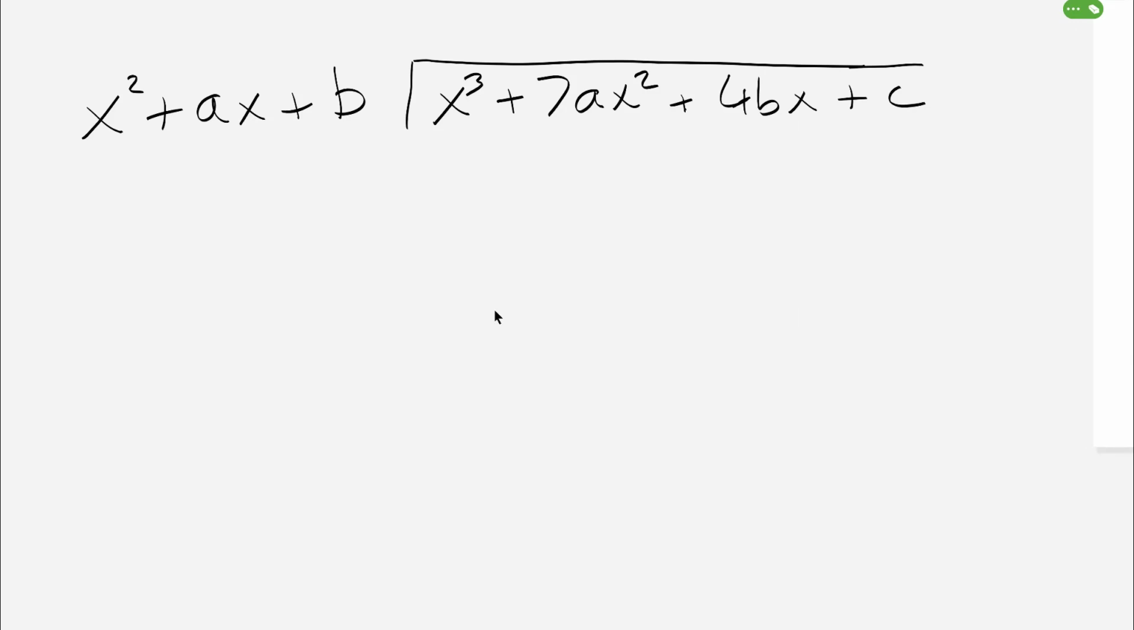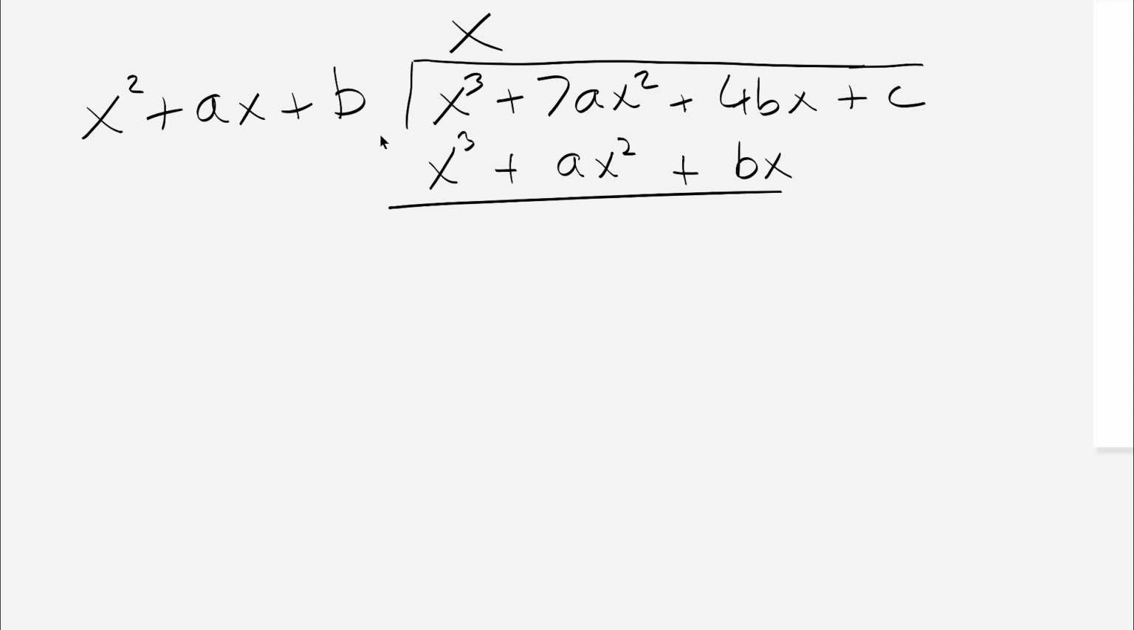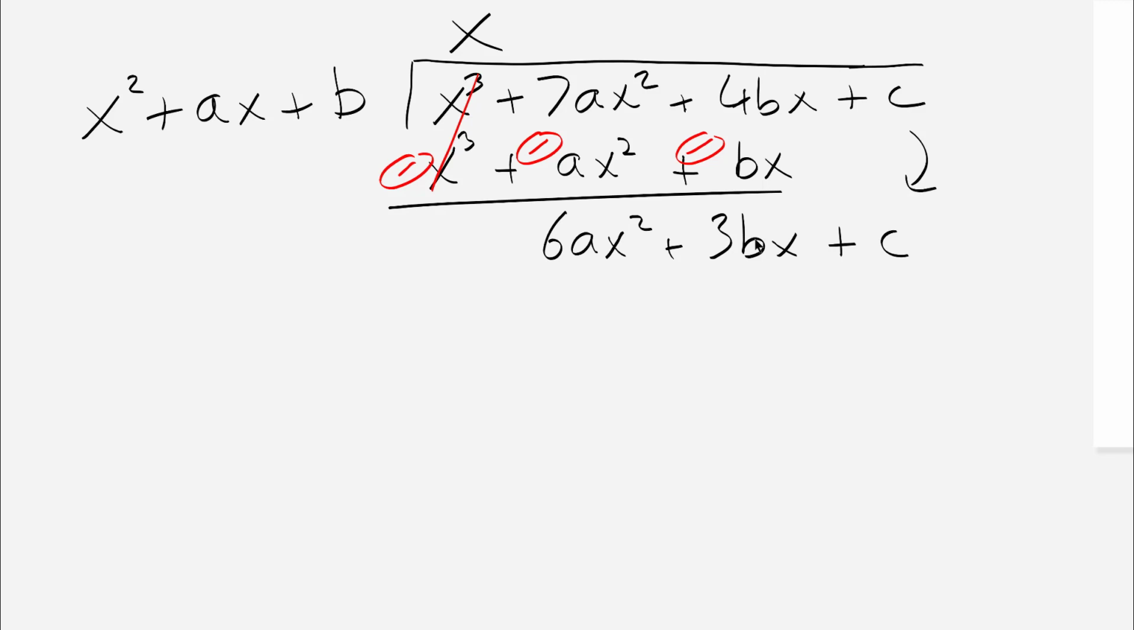So let's do our division again. x² into x³ goes x. Then we multiply our x by our x² + ax + b. So x by x², that's x³. x by ax, that's plus ax². And x by b is plus bx. Then I'll change my signs. So there we'll cancel. 7ax² take ax², that's 6ax². 4bx take bx, that's 3bx. And then we carry down the plus c because we still have to use that.